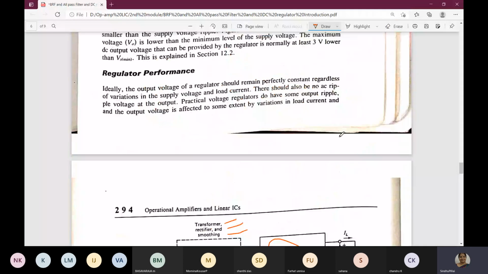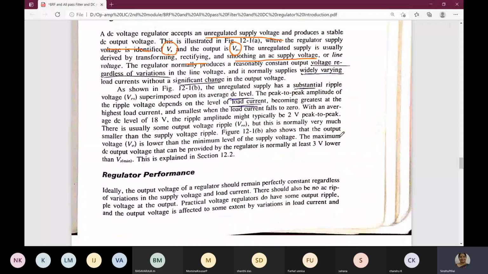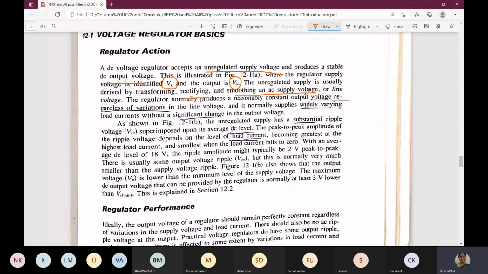So after seeing that figure, the unregulated supply is usually derived from transforming, rectifying and smoothing an AC supply voltage. We call it the line voltage. The regulator normally produces a reasonably constant output voltage, regardless of variations in the line voltage, and it normally supplies varying load currents with significant change. Figure B shows the unregulated supply with a substantial ripple, VRS. That ripple should be removed.